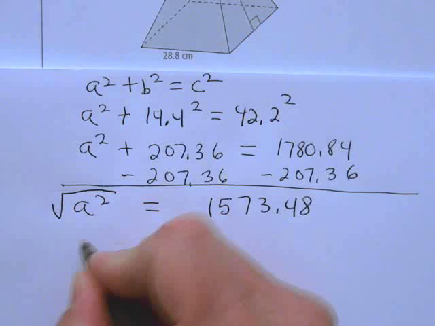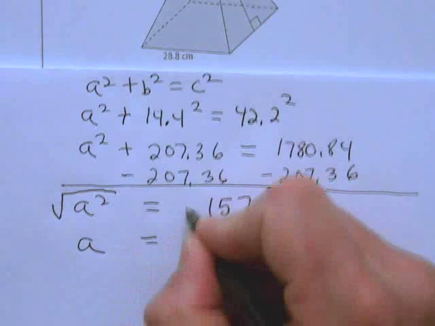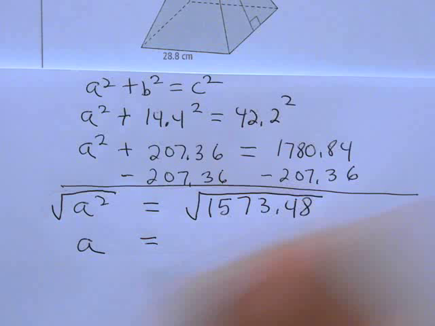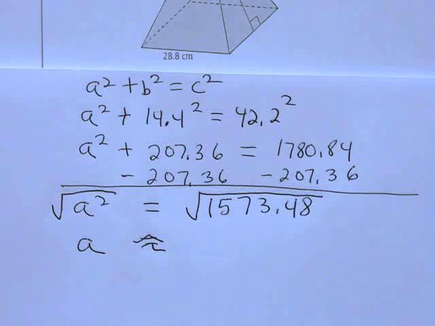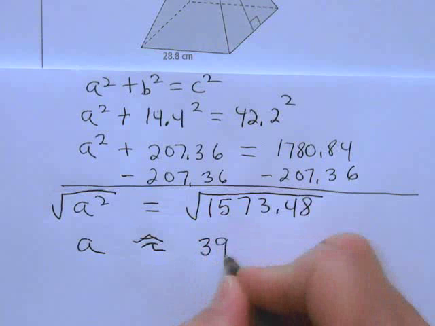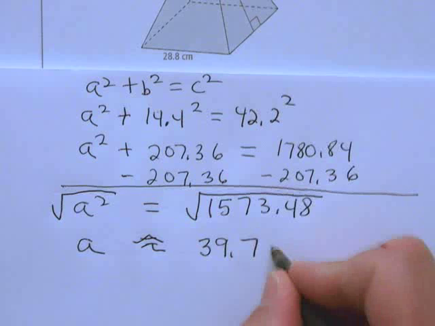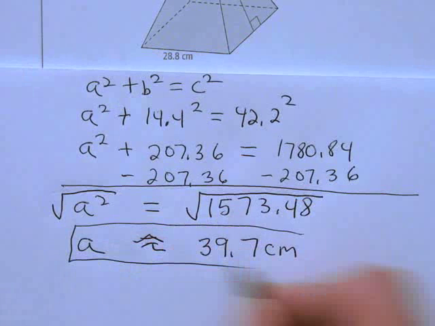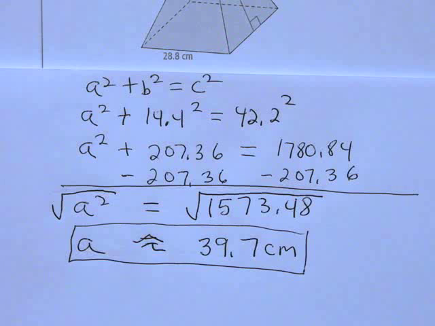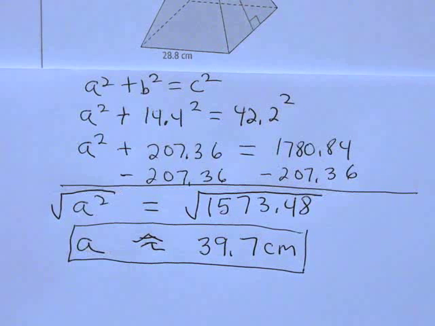Square root of a squared is a, and the square root, actually use my approximate symbol, of 1,573 and 48/100ths rounded to the nearest tenth, as we were asked to do, is 39.7, and this was in centimeters. So the height of that pyramid is approximately 39 7/10 centimeters rounded to the nearest tenth.